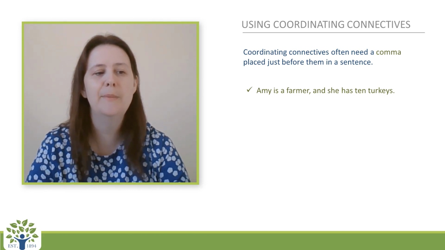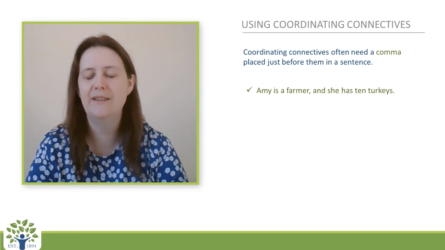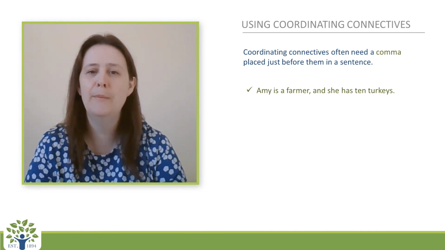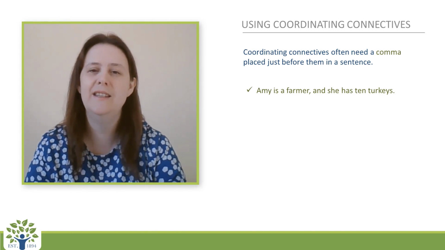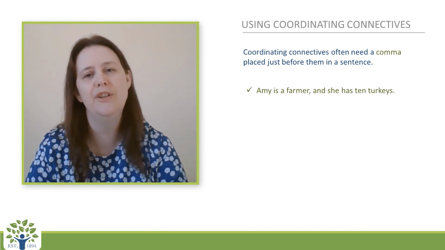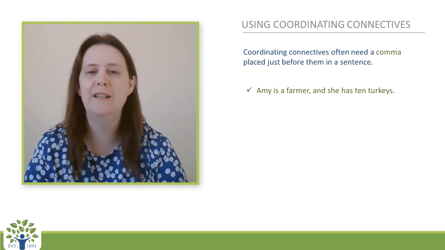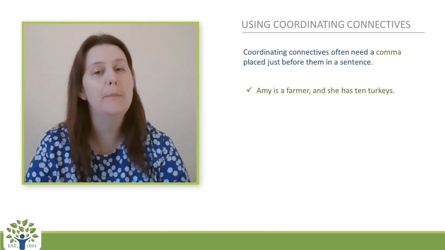This is a really good example just to show you. Amy is a farmer, and she has 10 turkeys. Both parts of the sentence make sense on their own. That's called a main clause. Amy is a farmer would make sense as a short sentence, and she has 10 turkeys also would make sense if you wanted to use that as a short sentence. Because they're linked, you can use the connective and, but you need to make sure that you use that comma before.